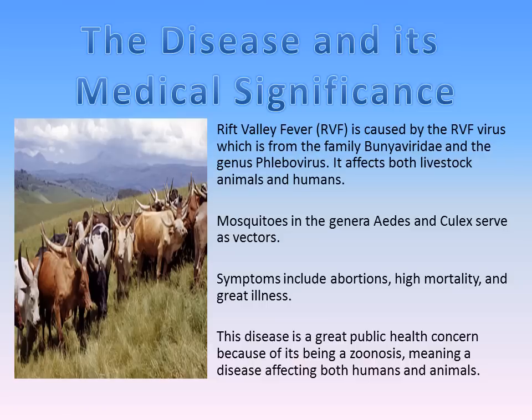This disease is mostly spread from mosquitoes to livestock to humans, but it can also be spread from mosquitoes directly to humans. The medical significance of this disease is that it's a great public health concern because it's a zoonosis, and that means it's a disease that affects both humans and animals.